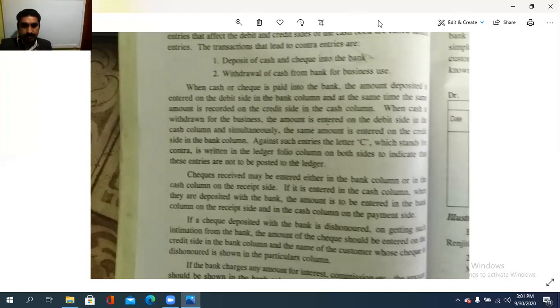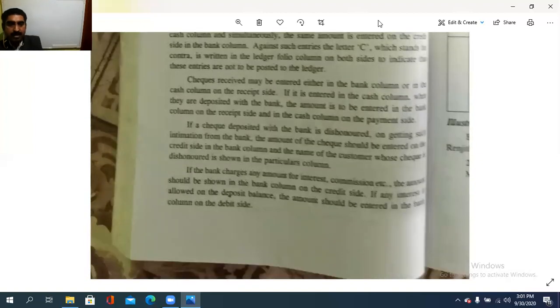Clear? Then cheque received may be entered either in the bank column or in the cash column on the receipt side. If it is entered in the cash column, then when they are deposited with the bank, the amount is to be entered in the bank column on the receipt side and in the cash column on the payment side. If a cheque deposited in the bank is dishonored, the opposite entry will come.